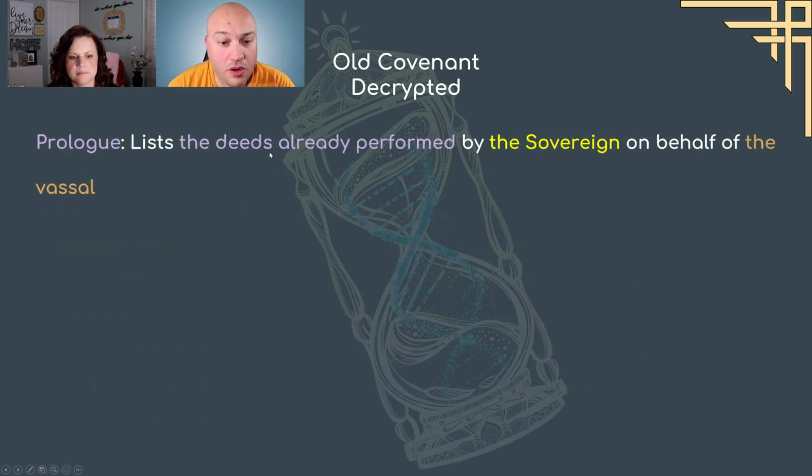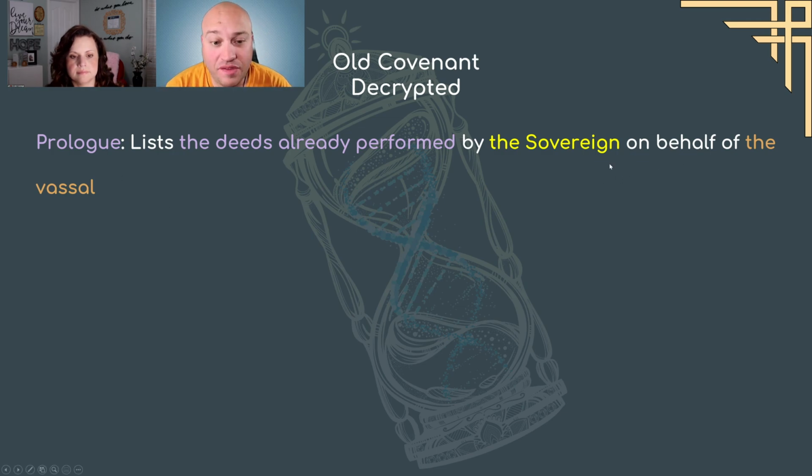Now, we're going to look at the prologue. And the prologue, what it does is it lists the deeds already performed by the sovereign on behalf of the vassal. Okay, so we've brought up this concept before. If a king in England knew that the countryside was being ravaged by the Vikings and he went and rescued these people, now they owe him. If they refuse to fall under his sovereignty, then he'll just say, okay, then suit yourself. Does that make sense? So again, it's something that the sovereign has already done on behalf of the vassal.